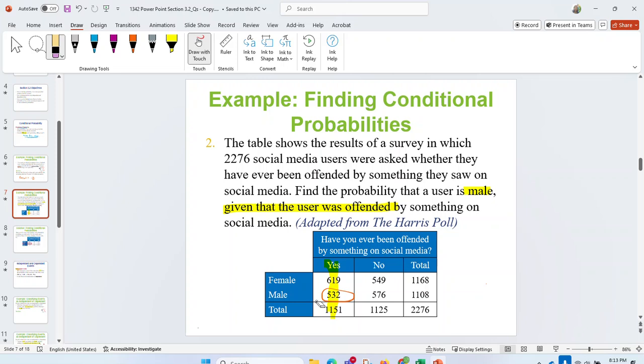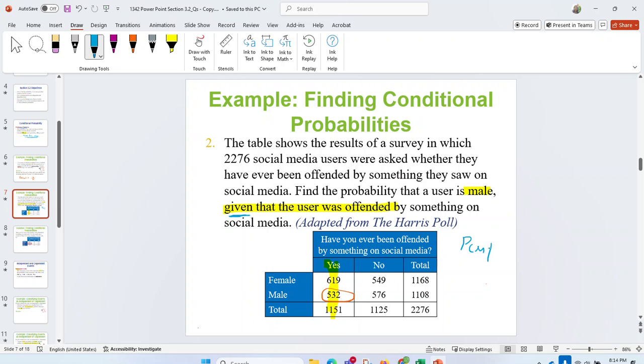So the "given" here means we are not going to look at the entire total. This "given" is the condition. We will only consider those who answered yes, they were offended. So find the probability that the user is male. That's what I can write down. This is male.